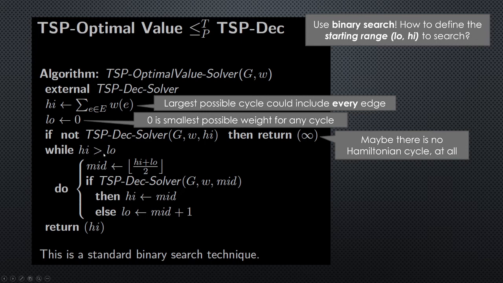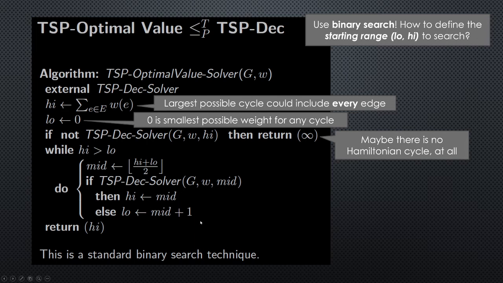So while high is greater than low, we'll take the midpoint of that range. We'll test the midpoint of that range. So we're going to test if we can find a Hamiltonian cycle with total weight mid or less. If we can find one with total weight mid or less, then we'll set high to mid. Okay, we can certainly find it with weight mid. We know weight mid is good, so we'll include it in the range. We'll throw away everything above mid, because we don't need to search any of those.